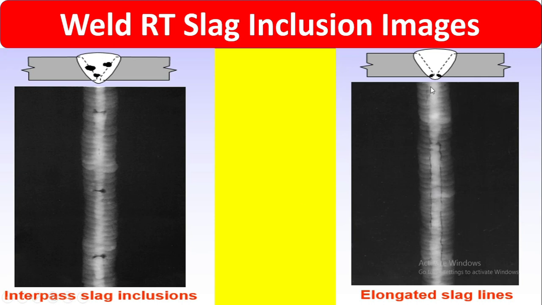This is the root. In the root area, these slag lines are generated. You have finished the root, but this area is not cleaned properly. And the second run they already started, but they did not clean properly. That's why the line is coming in the root area. So this is called elongated slag lines in the root. Definitely you can understand the root is not cleaned properly, the slag is there. You can see here the interpass slag inclusion.